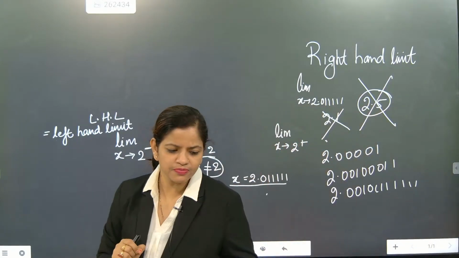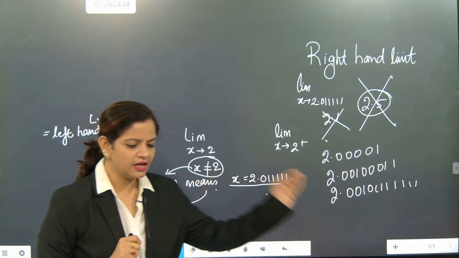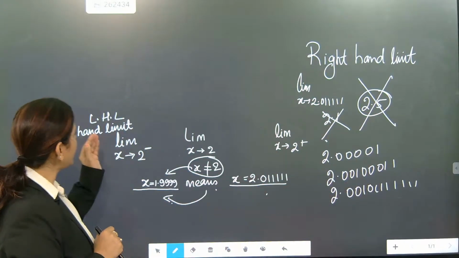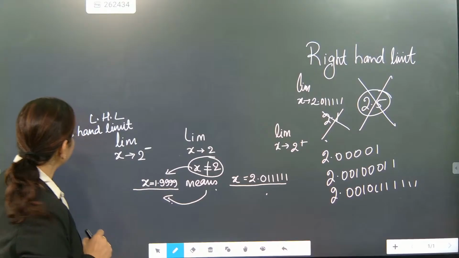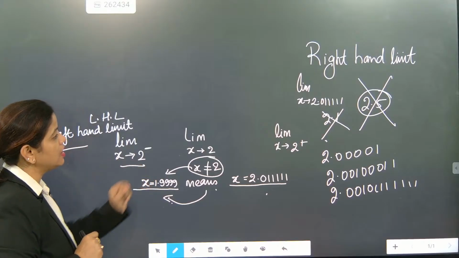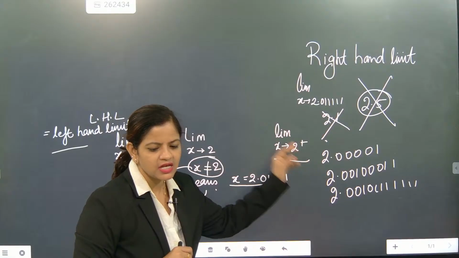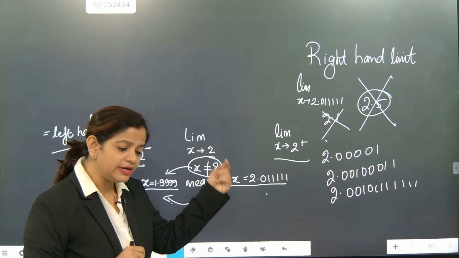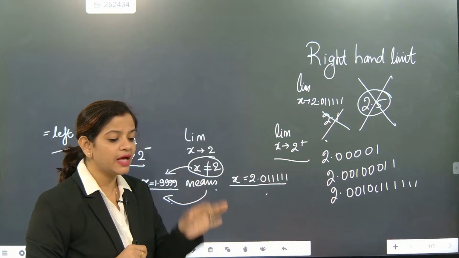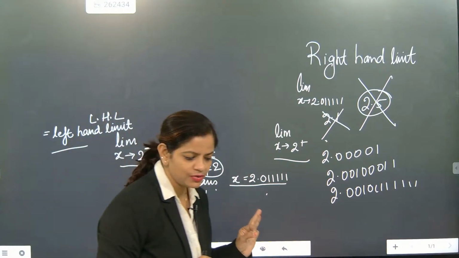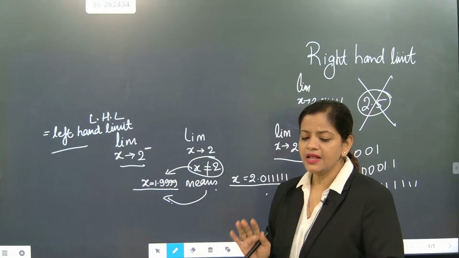What is the difference between left hand limit and right hand limit? Left hand limit means the value will be slightly lesser than 2. Right hand limit means the value will be slightly greater than 2, approximately, but not exactly. Understood? Till here it is okay.